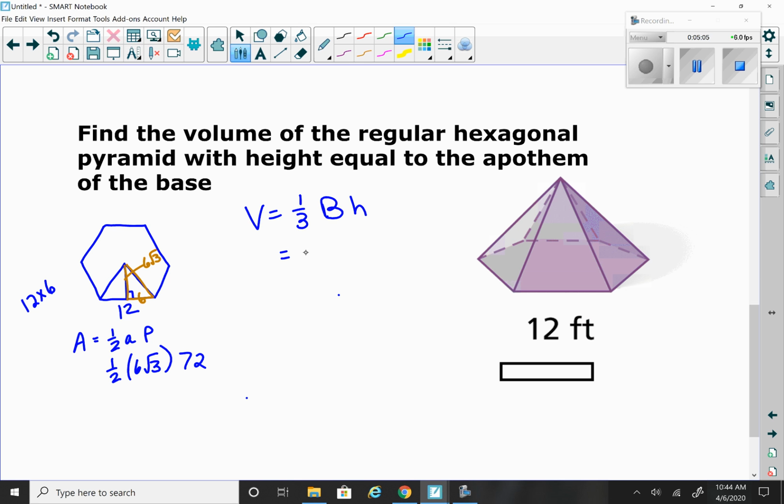So back to our volume formula, this is going to be 1/3 times the base, which is our regular hexagon, 1/2 times 6√3 times 72. And then our height is equal to the apothem, which is 6√3. So again, this middle section represents our hexagonal base, and then this is the height of our pyramid. Go ahead and plug that into your calculator and see what you come up with.